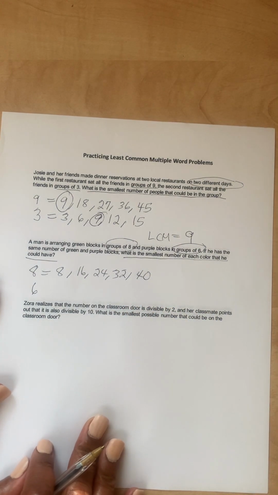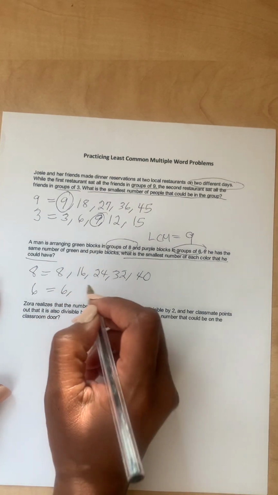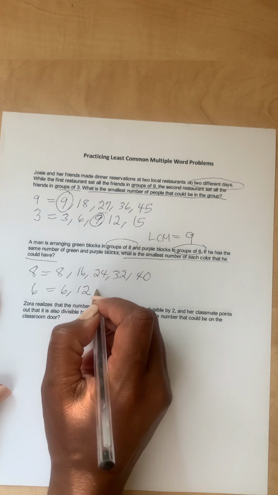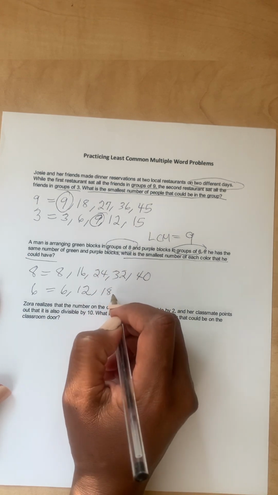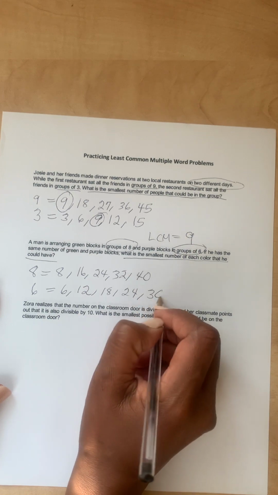When we look at the multiples of 6, it's 6 times 1 is 6, and then 6 times 2 is 12. 6 times 3 is 18. 6 times 4 is 24. 6 times 5 is 30.